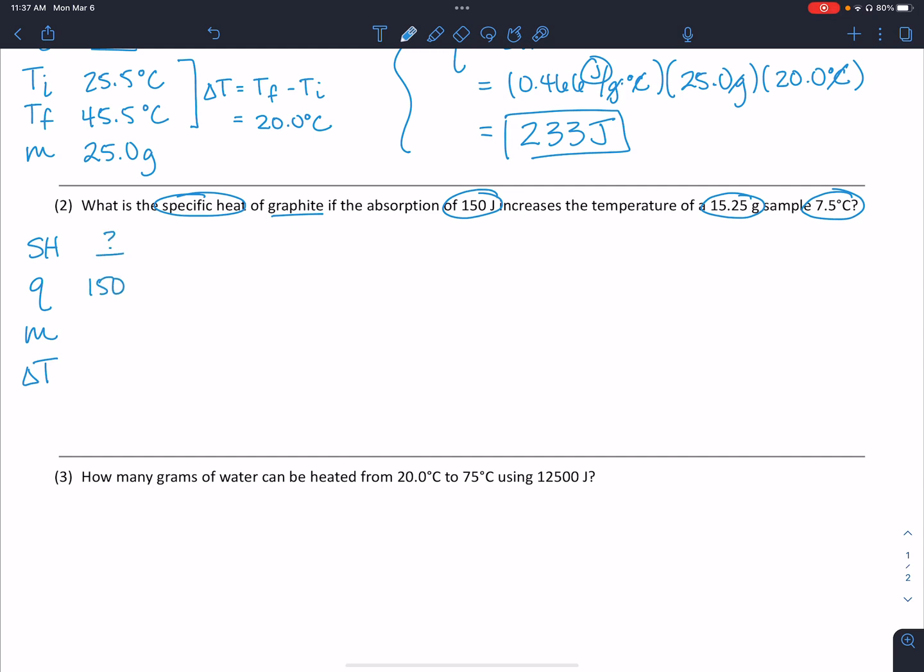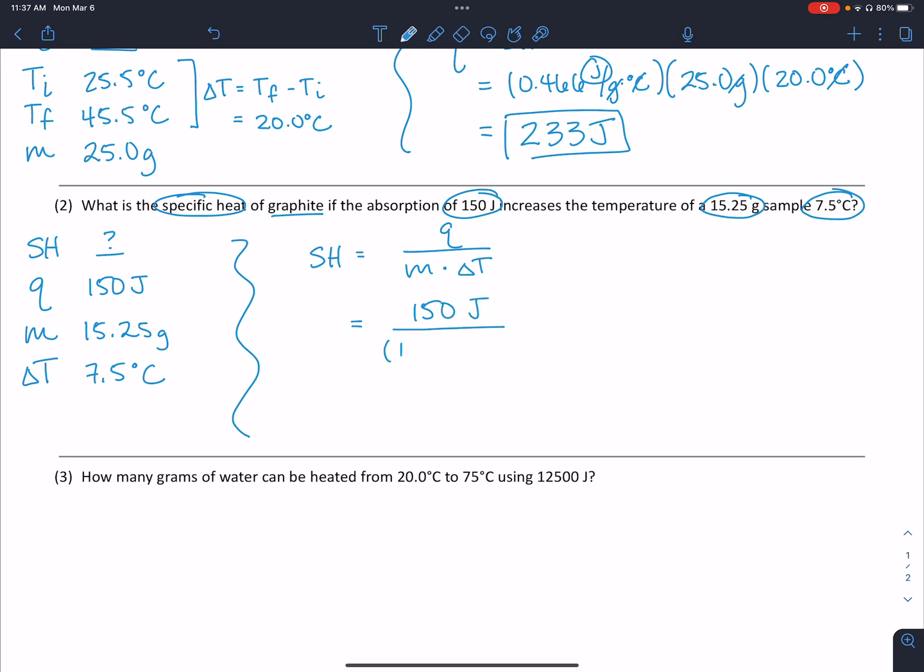We have 150 joules of energy being absorbed by 15.25 grams of a sample, and that temperature goes up by 7.5 degrees Celsius. All right, so our formula, specific heat equals Q divided by mass times delta T. We don't need to rearrange because specific heat is unknown, so we put in 150 joules, and then underneath 15.25 grams and 7.5 degrees Celsius. Plug all that into our calculator, and we find that the specific heat of graphite is 1.31 joules per gram degree Celsius.